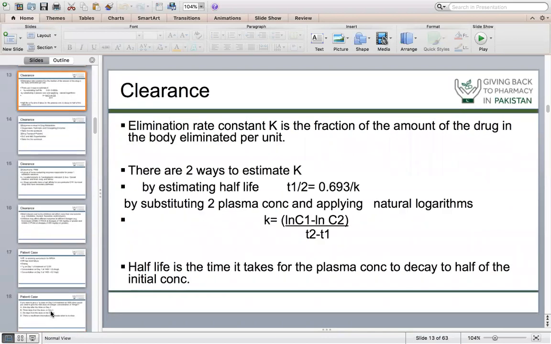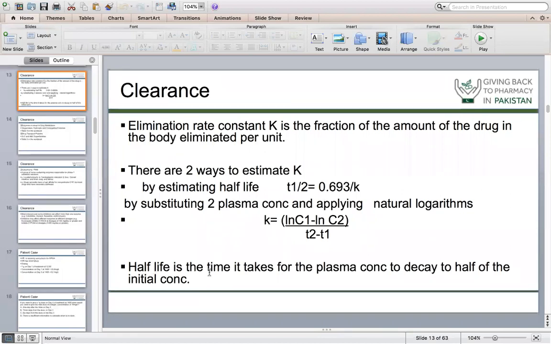Now moving on to the next slide, it's clearance. There are two important pharmacokinetic parameters associated with clearance, which is the elimination rate constant K, which is the fraction of the amount of drug in the body eliminated per unit time. There are two ways to estimate K: either by estimating half-life, or by substituting two different concentrations taken at two different times and applying natural logs to them. These two equations are very important from the exam point of view.